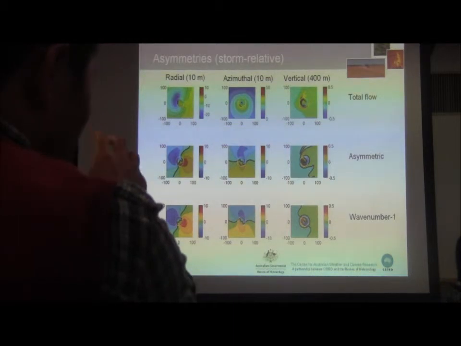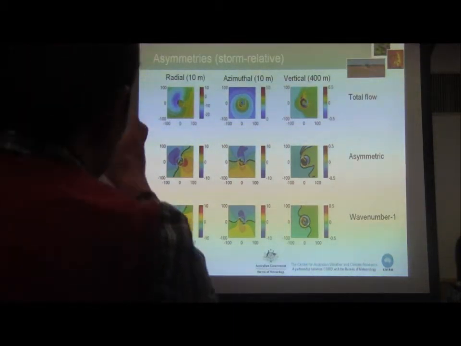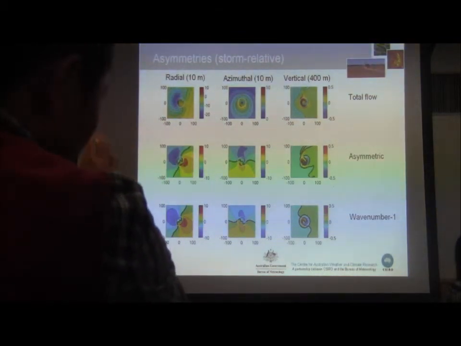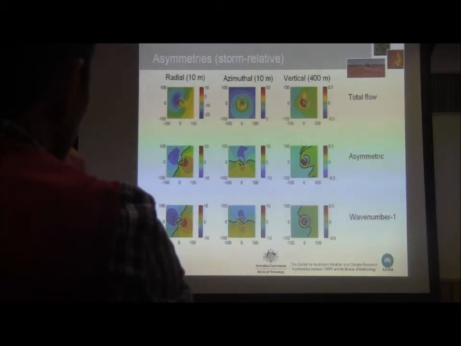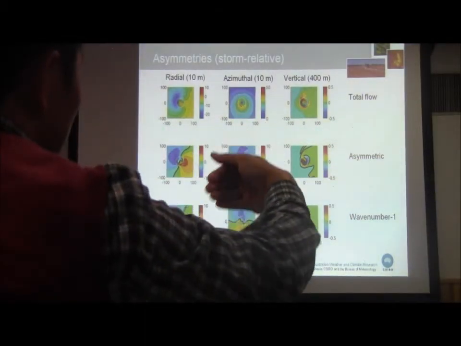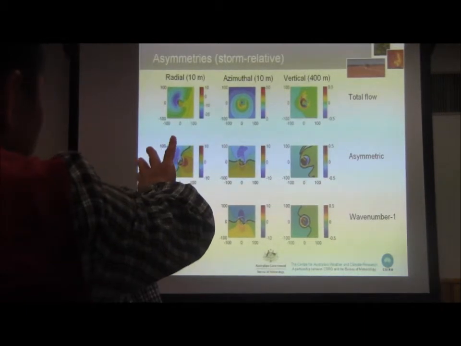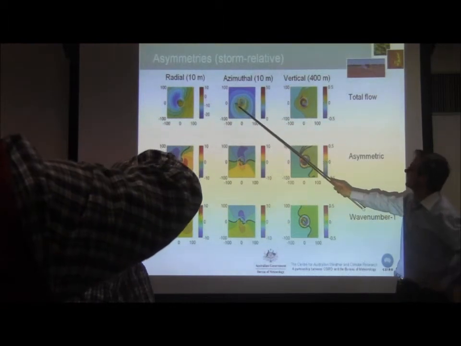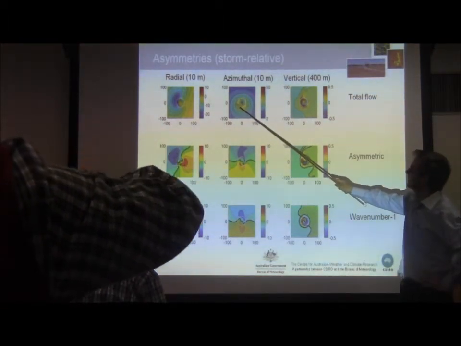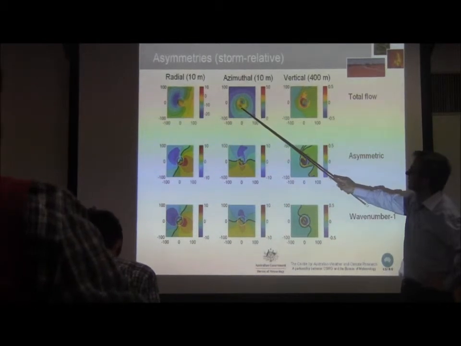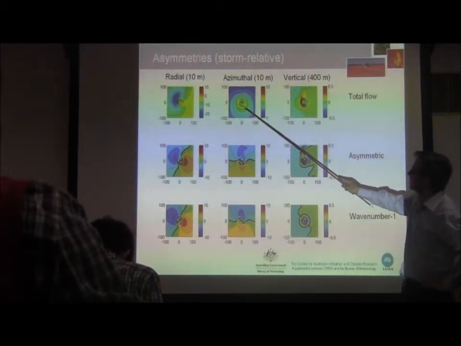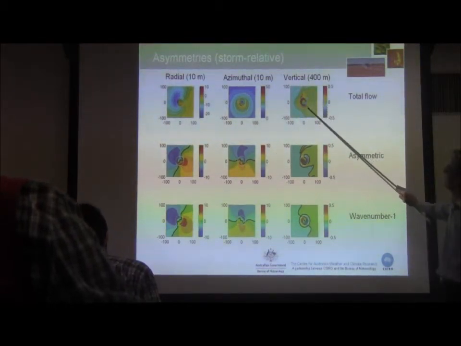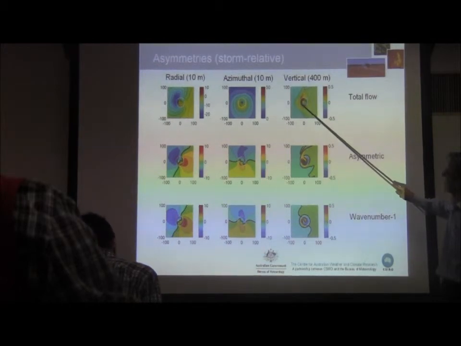As for this figure, the convergence of the radial flow occurs in the front of the cyclone. And we can also expect convergence of the tangential flow to the rear of the cyclone, because the tangential flow is largest there. There's a component of convergence due to the tangential flow here, which shows up as the tail of the updraft.